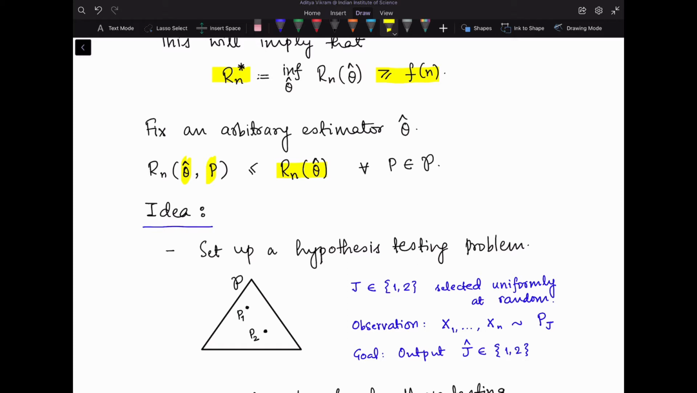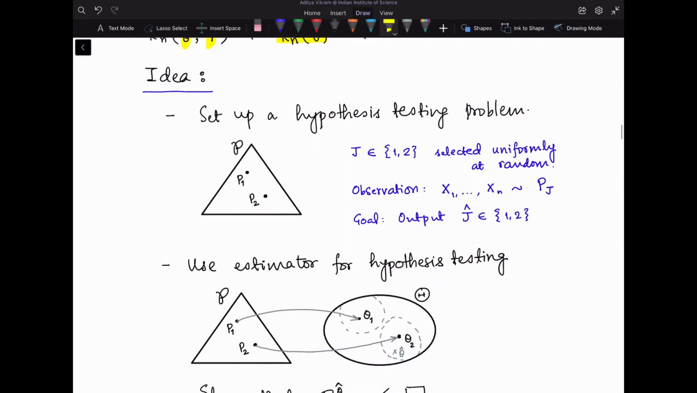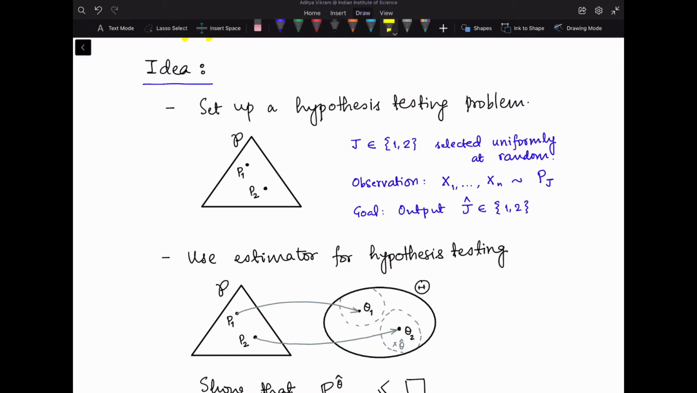So now the idea is as follows. We set up a hypothesis testing problem. Okay, so for instance, from this family of distributions P, we choose two distributions P1 and P2. Okay, and so J indexes these two distributions. So J is selected uniformly at random from 1, 2. Okay, and now we observe n samples from Pj.